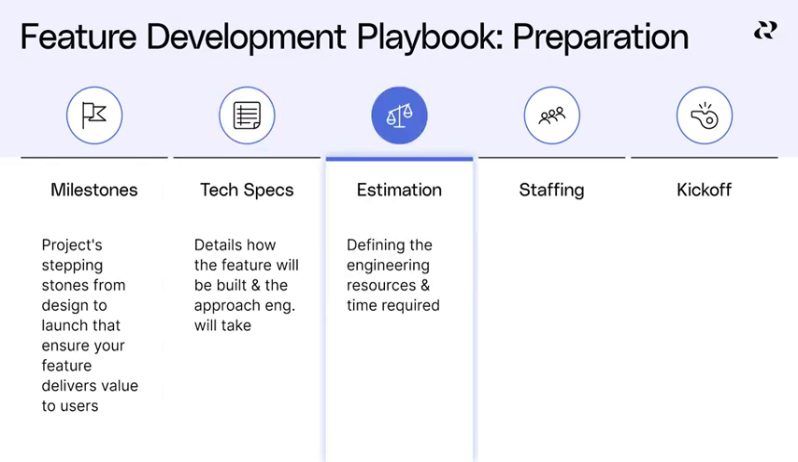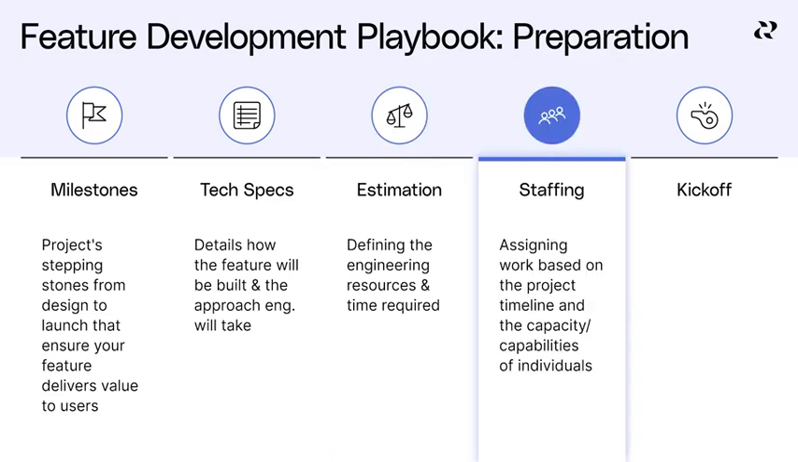Once the PRD, milestones, and tech specs are written, the next step is estimating the engineering resources and time required to actually develop the feature. This activity factors in the desired output and the technical approach to development to define how long it will take to build the feature. Next is staffing.